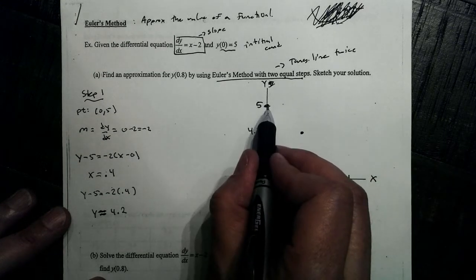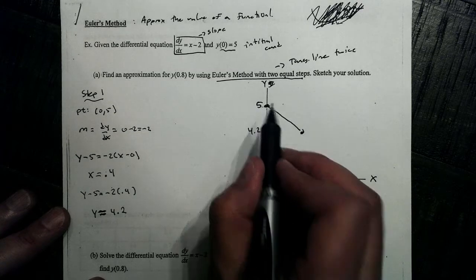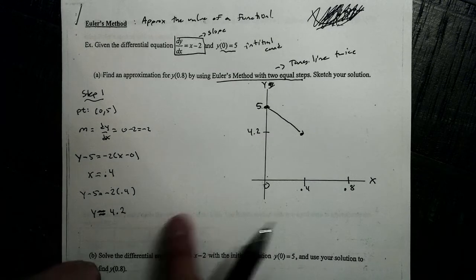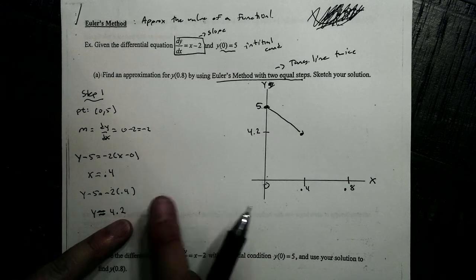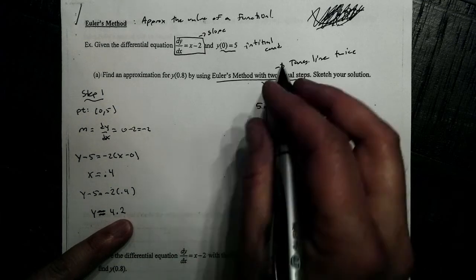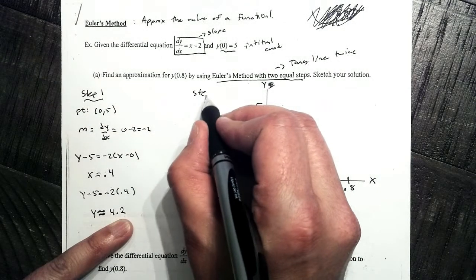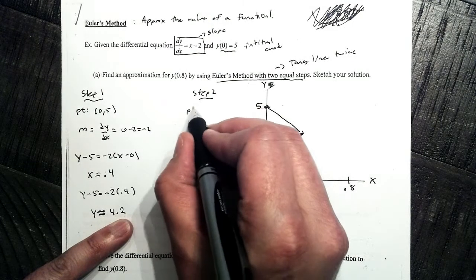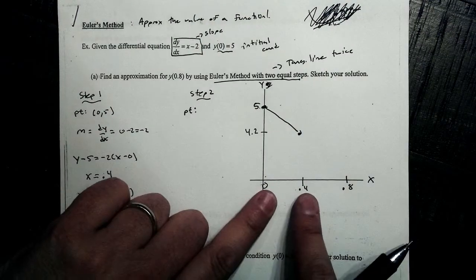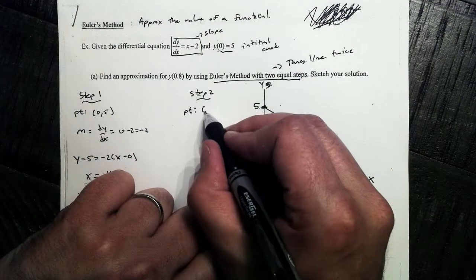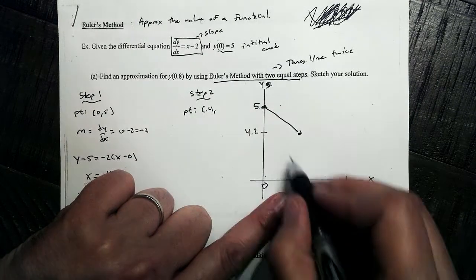And I can kind of see, that's what my tangent line would look like. Now remember, we didn't find the value at 0.8 yet, so we have to do another step. Step 2 is another tangent line. So again, I need a point. Well, I'm going to use my new point that I just found: (0.4, 4.2).